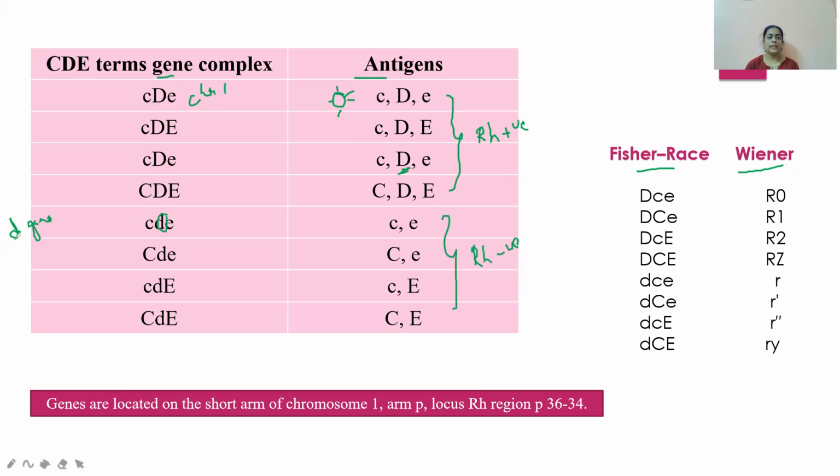So what is this small d? It means the absence of the capital D gene or the antigen. The absence is represented as small d. There is no d gene; for representation's sake, you put small d. And once again, the gene is located on chromosome number 1, arm P. Clear? Hope it is clear.